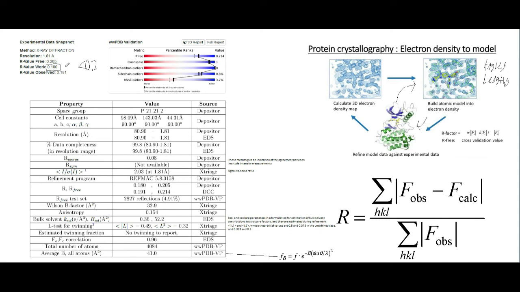And so that's always going to be a little bit higher because it's more stringent. But once again, you want that to be in the range of 0.2. That's calculated from our observed structure factors minus our calculated structure factors, over observed structure factors. Right here are the different ways that we validate our data.